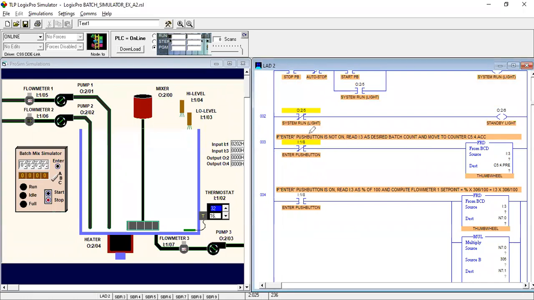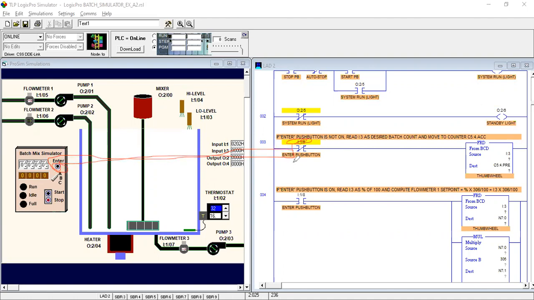Okay, this is our input instruction and the NO instruction, and here we put the addressing of I:1/8. So where is this address? This is the enter push button. When you move your cursor on this, it will show, as you can see, the addressing I:1/8 NOPB. So this is the same address. This is the button and the address is here.